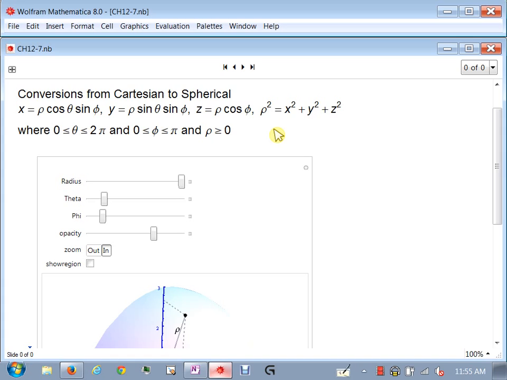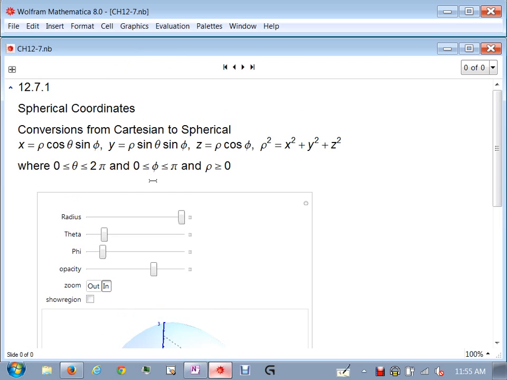Same thing with the radius. Rho is always going to be positive or 0. So there it is. With spherical coordinates, first let's talk about the restrictions. Theta has to be between 0 and 2 pi, so this rotation goes all the way around. Your phi is only from 0 straight up to pi straight down. Your rho has to be a positive number or 0. And then remember with cylindrical we had conversions: x was r cosine theta, y was r sine theta, z stayed z.